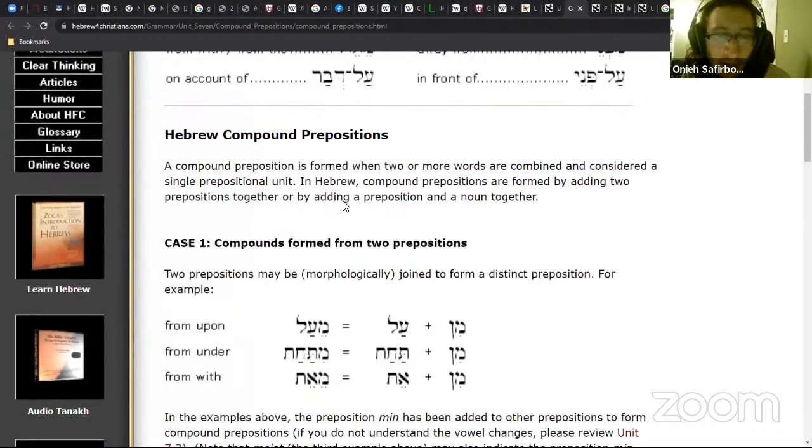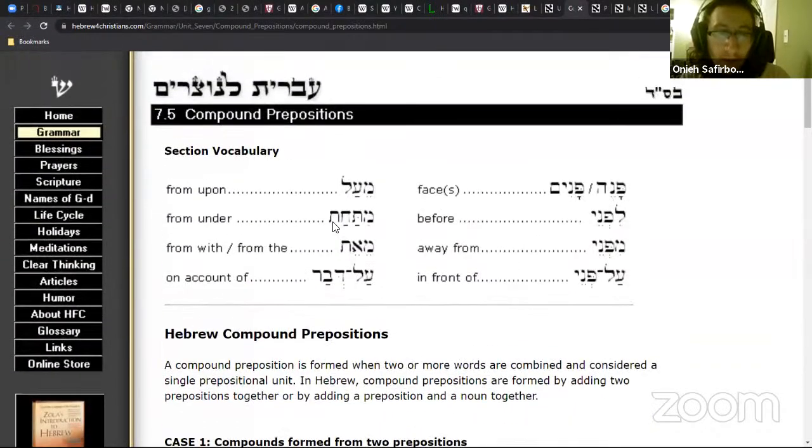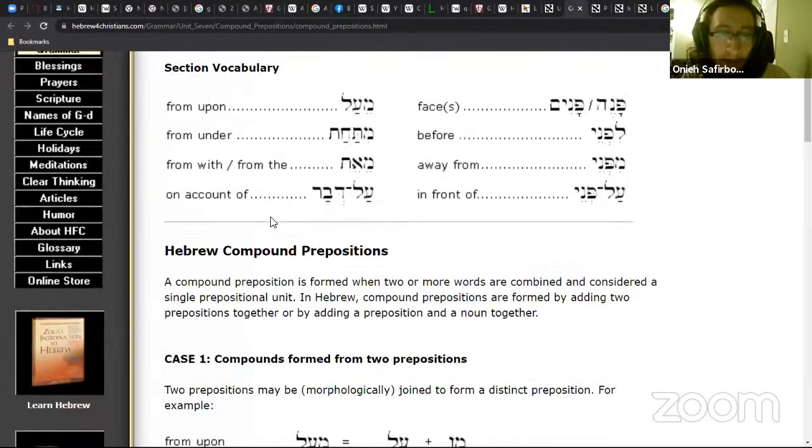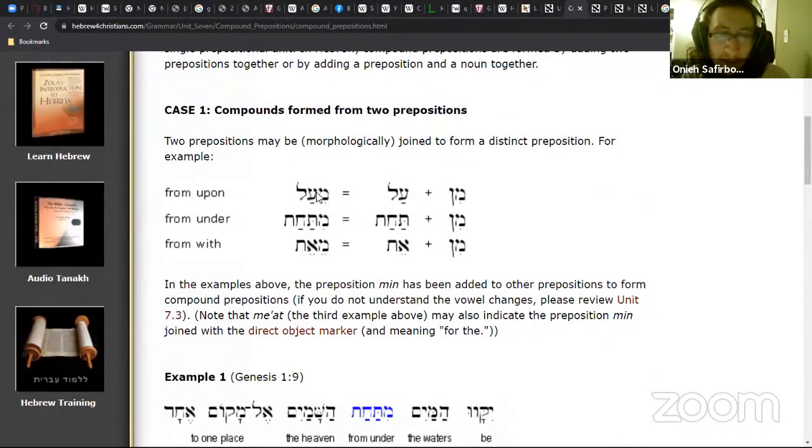You can add prefixes to prepositions. So you've got the preposition upon, and you're adding men to it, so it becomes me o. And then same thing for under, same thing for with.